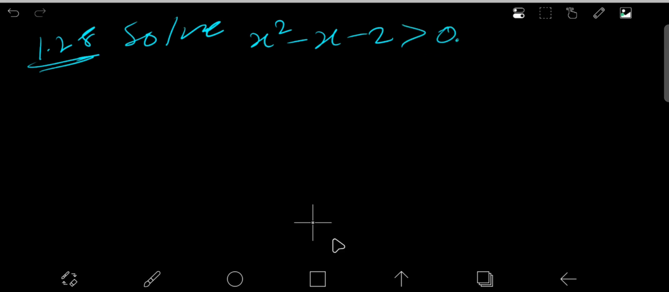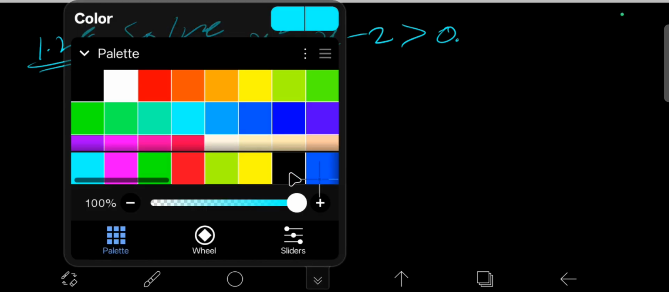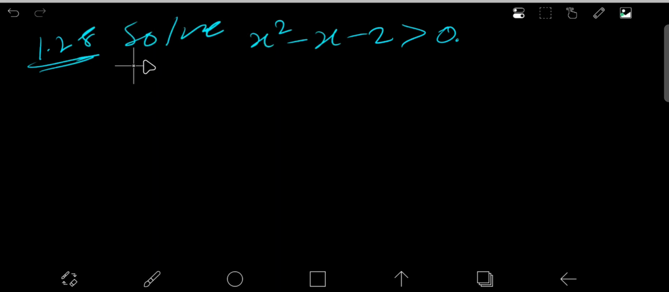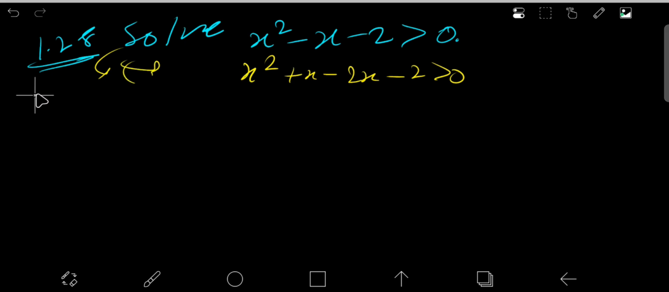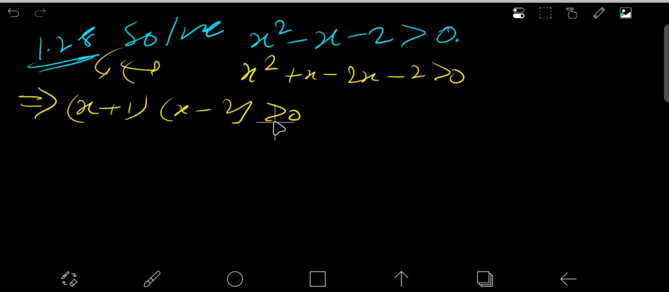Then the solution of this inequality is this type. Firstly we factorize this term into factors. So we get x square minus x, which is plus and minus 2x, and minus 2 greater than 0. Firstly find the roots. So x plus 1 times x minus 2 is greater than 0. Here the inequality is given greater than 0, so we take only positive intervals.